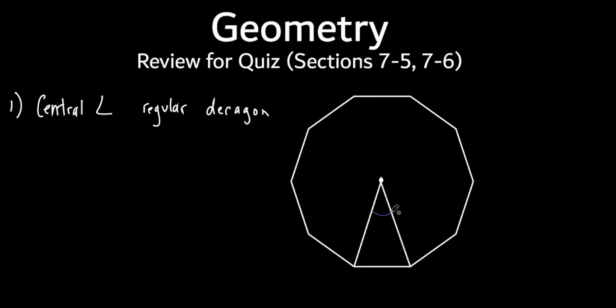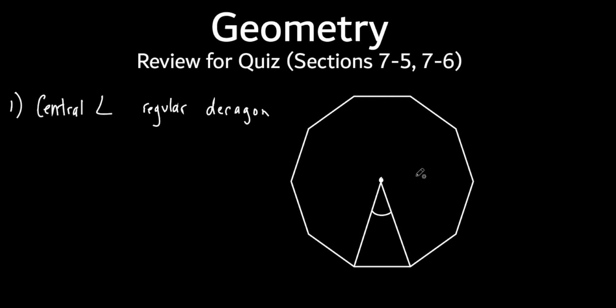So here's a central angle, and I want you to find that central angle. All I tell you is there's 10 sides, okay? And it's regular. It means all the angles are equal, all the sides are equal. So again, you don't have to draw it, okay? You can do this super easy, but I'm just showing you where it comes from. I want to find this one angle right here.